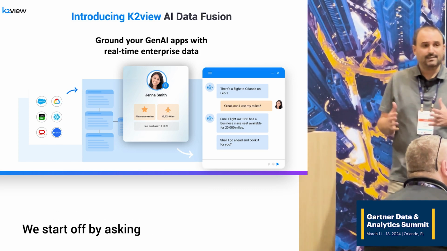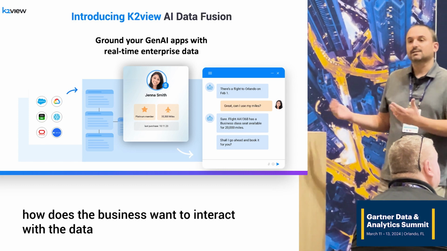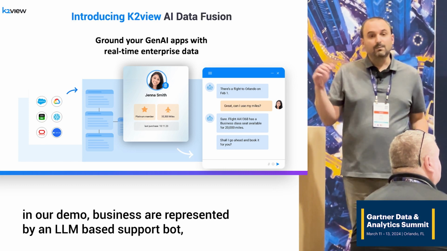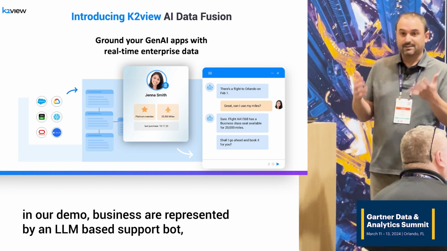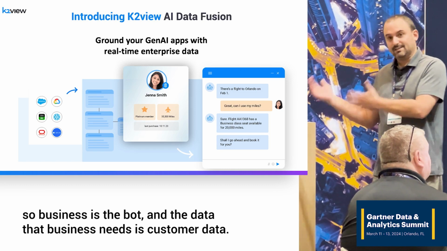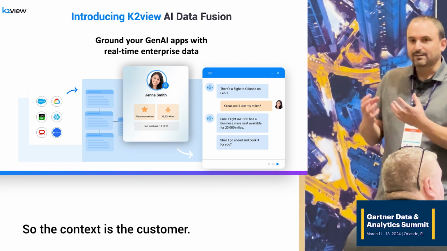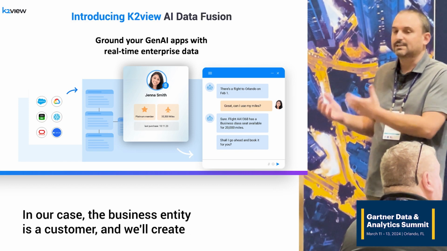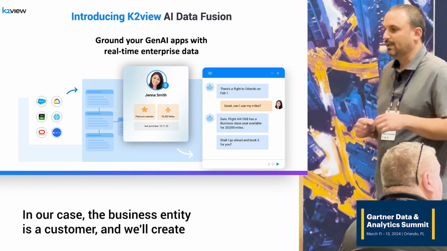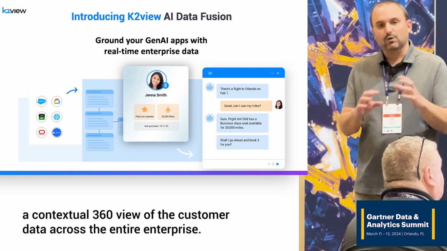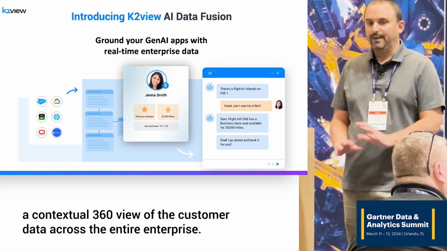We start off by asking, how does the business want to interact with the data? In our demo, business is represented by an LLM-based support bot. So business is the bot, and the data that that business needs is customer data. So the context is a customer. In our case, the business entity is a customer. And we'll create a contextual 360 view of your customer data across the entire enterprise.